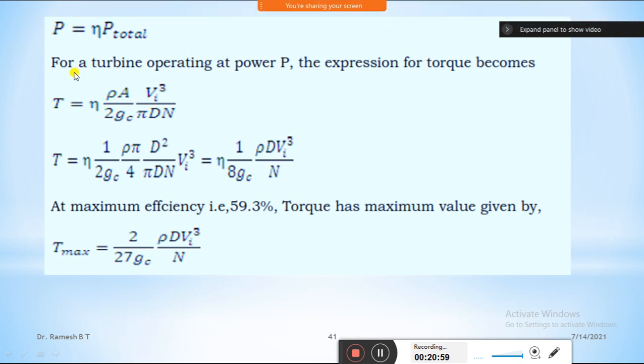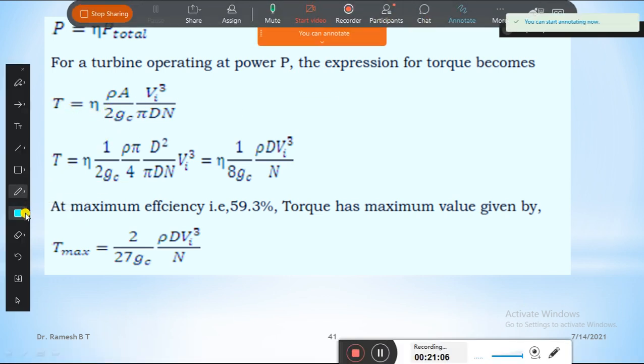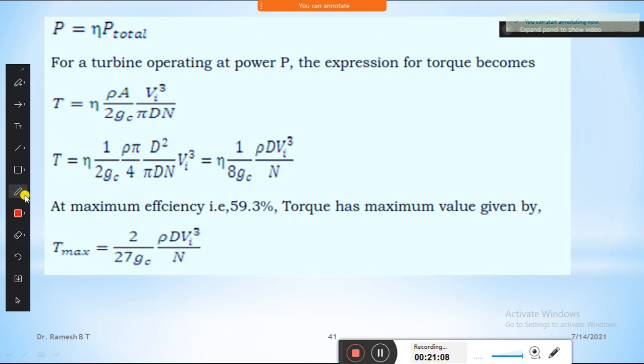And for the turbine operating at a power, the expression for the torque will become T is equal to nu rho A by 2 Gc Vt cube by pi dn. Gc is a constant, we can consider it as 1. You just neglect this gravity. We can also write T is equal to nu 1 by 8 G rho d Vt cube by n.